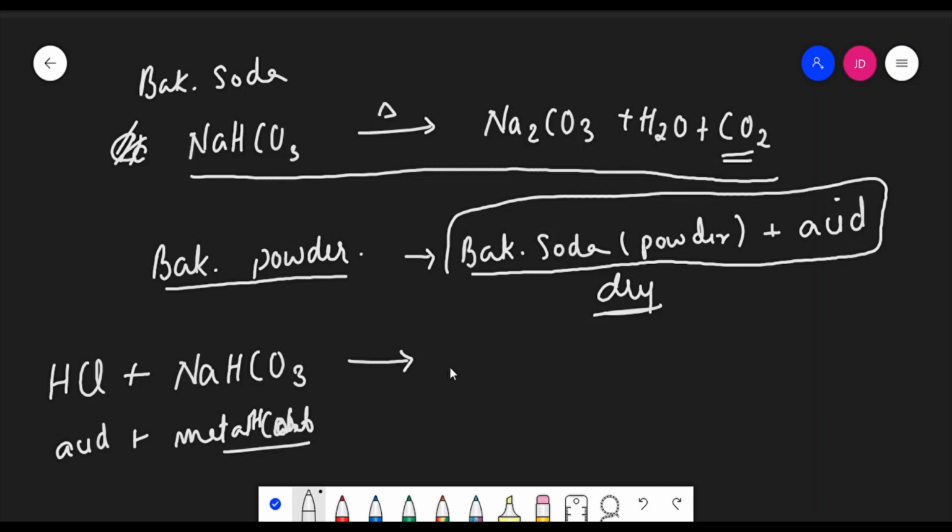What do you get? Salt plus water plus carbon dioxide. That means this reaction will take place. Yes or no? No. The reason is that this whole setup is dry.